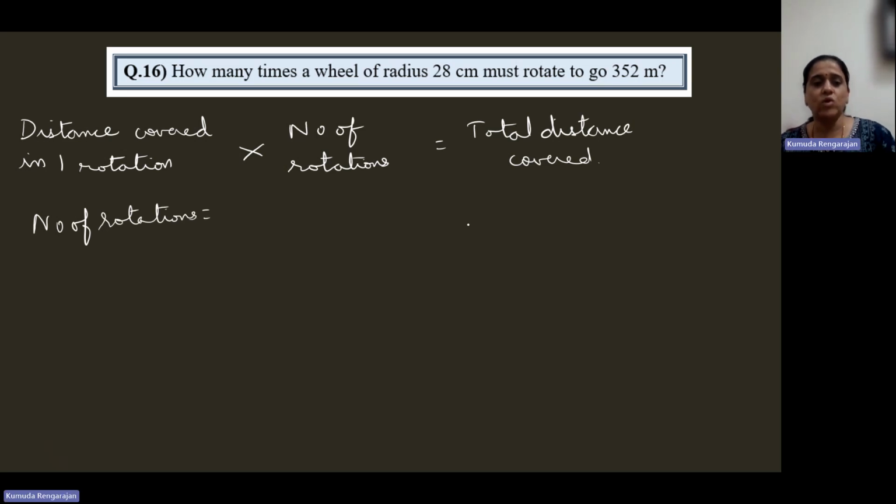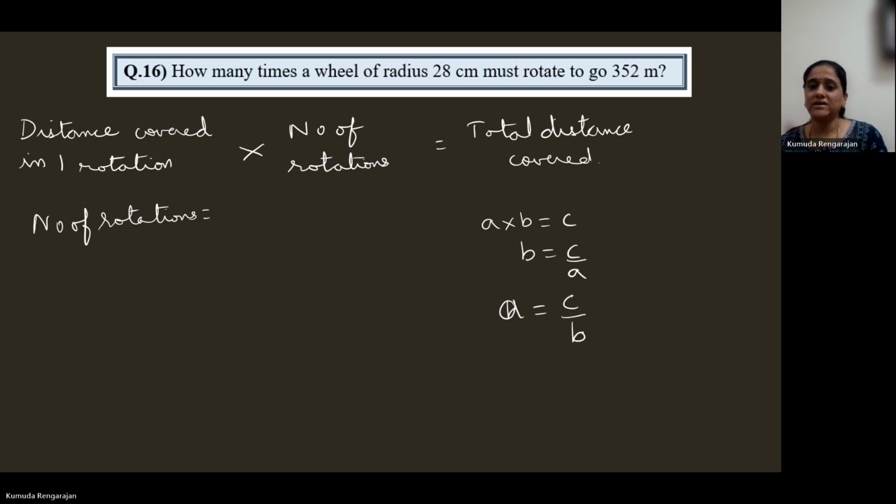See, what is the formula like? A into B is equal to C, right? The formula which I've written is like A into B is equal to C. So what is B? C by A. Now think about it. I have written a formula, the first line, in the form A into B is equal to C. So if you want to find B, it is C by A. So if you want to find the number of rotations, what will be the formula?